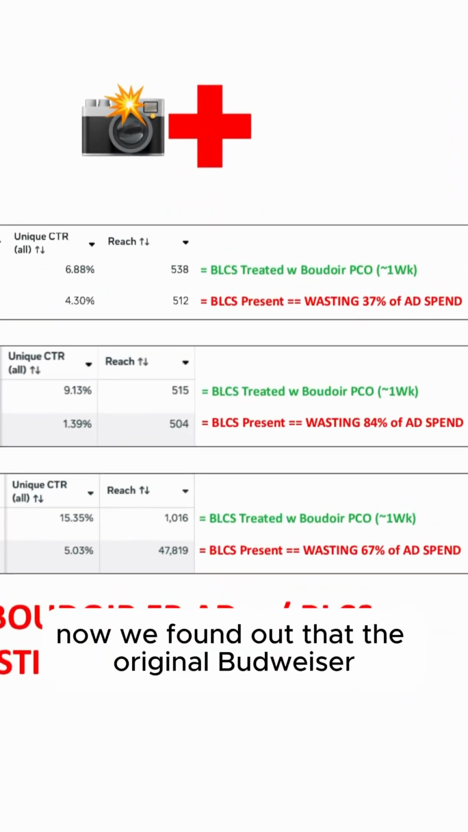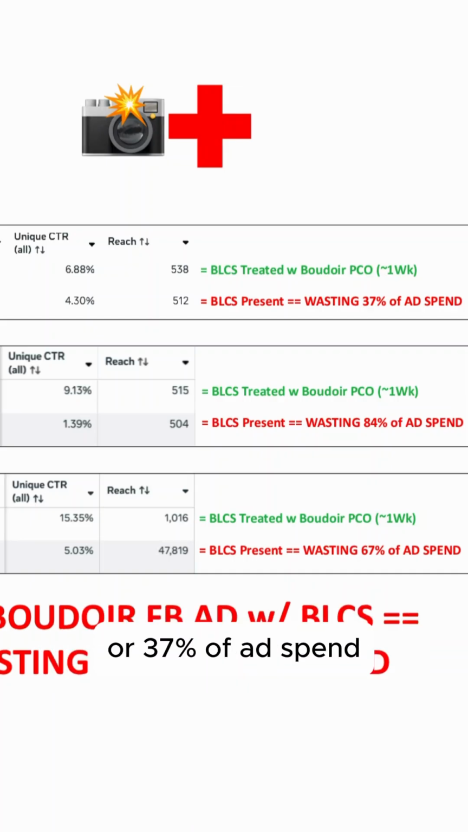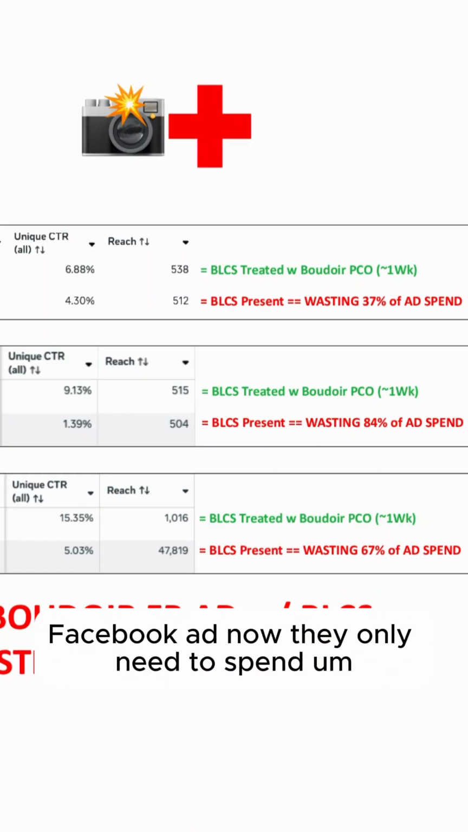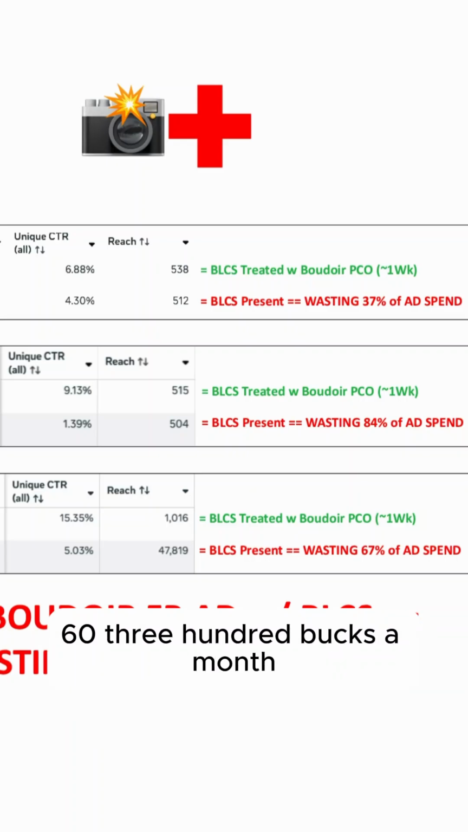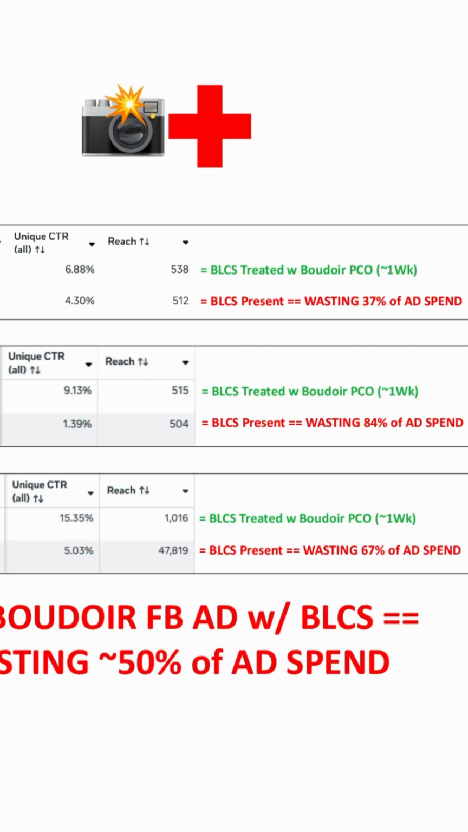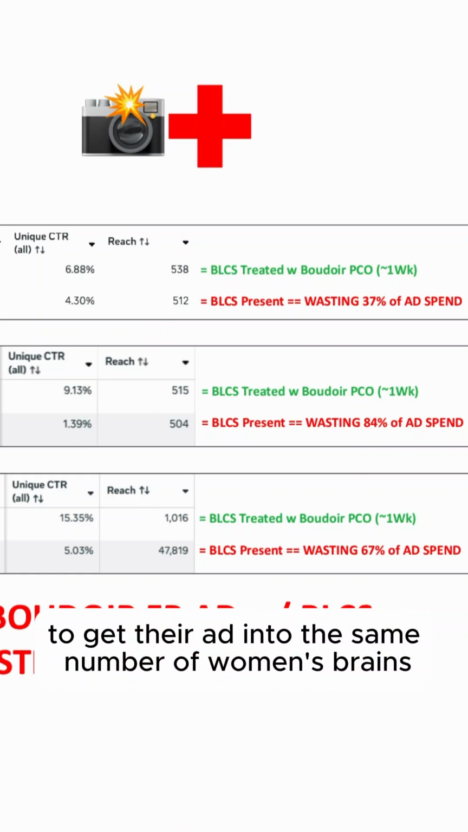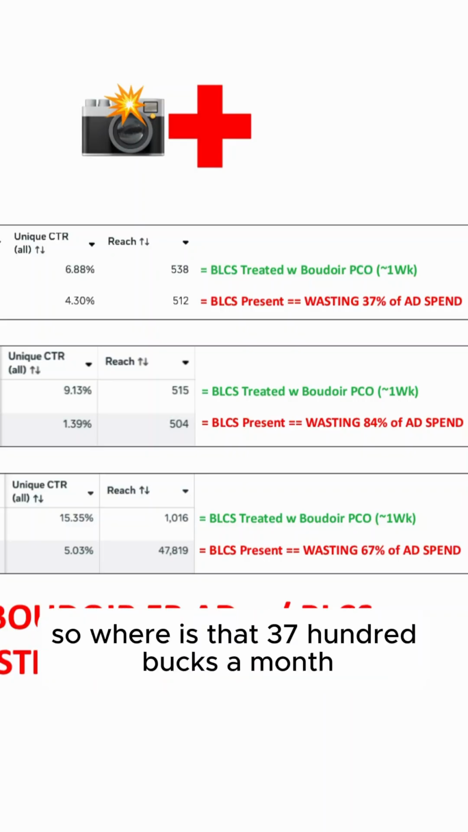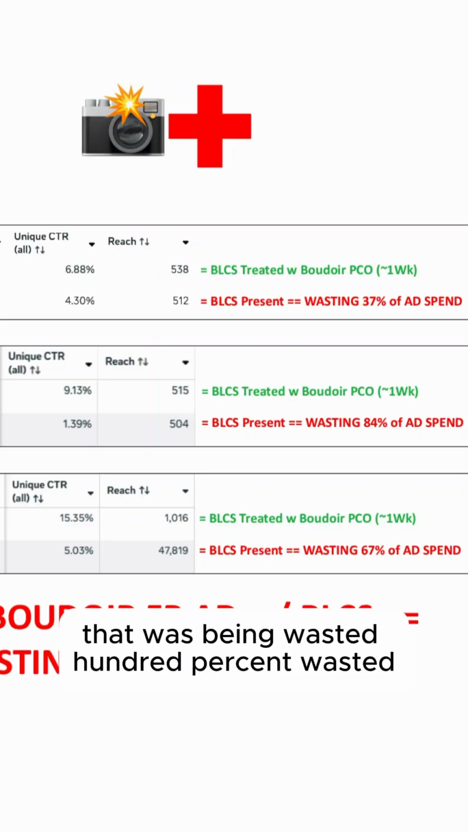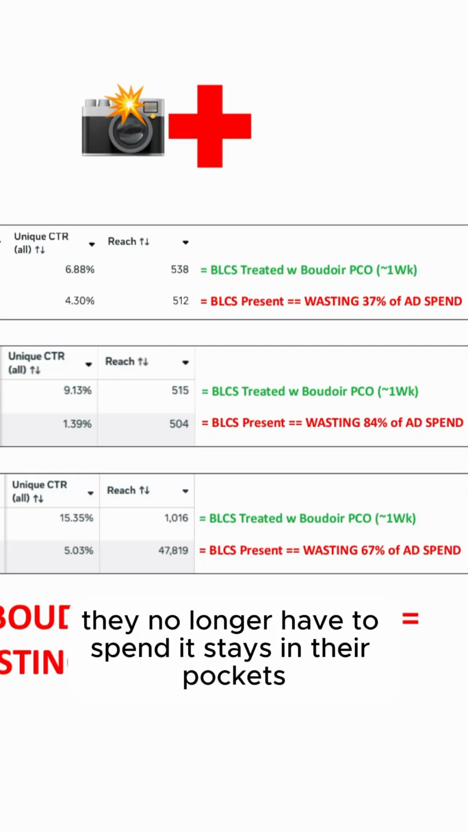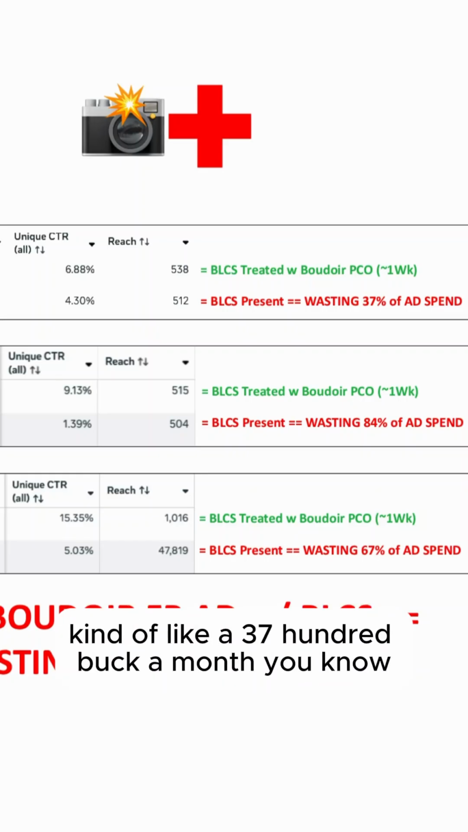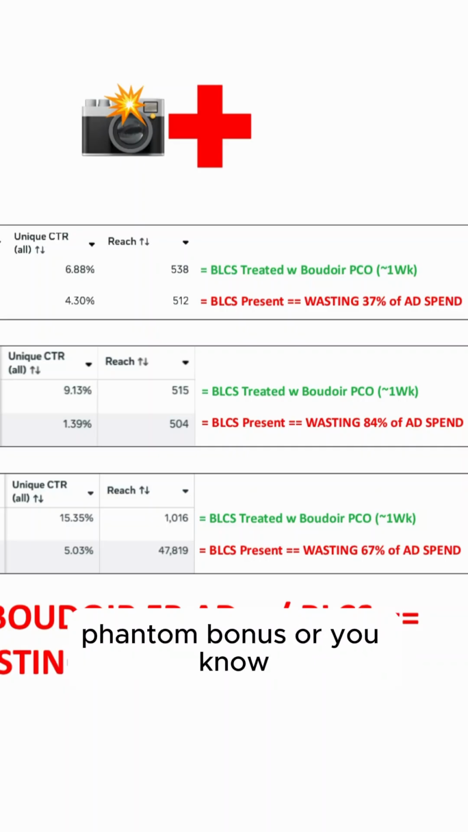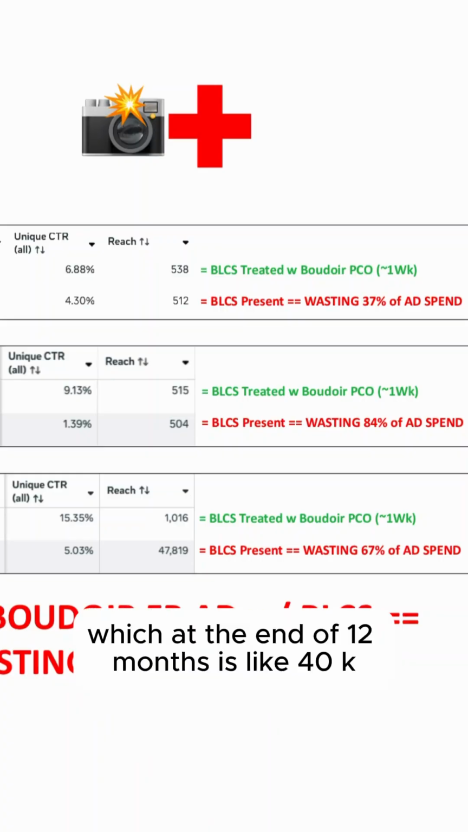Now we found out that the original Boudoir Facebook ad was wasting 37% of ad spend. So if they're spending 10 grand a month on the original Boudoir Facebook ad, now they only need to spend 6,300 bucks a month on the Boudoir Pico treated ad to get their ad into the same number of women's brains. So that 3,700 bucks a month that was being 100% wasted, they no longer have to spend, it stays in their pocket. It's kind of like a 3,700 buck a month phantom bonus, and they don't have to do anything. Which at the end of 12 months is like 40K.